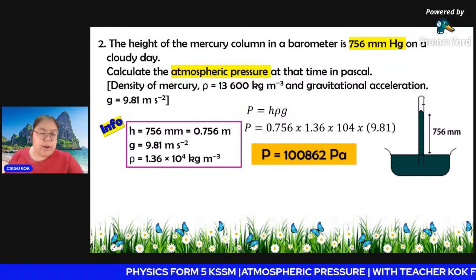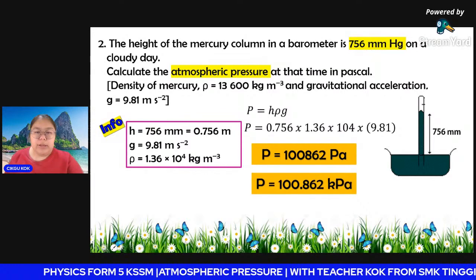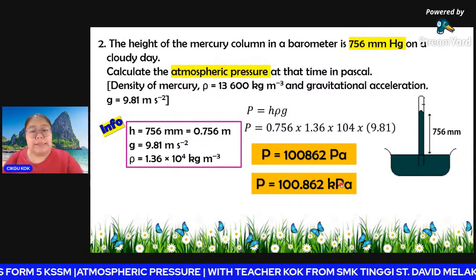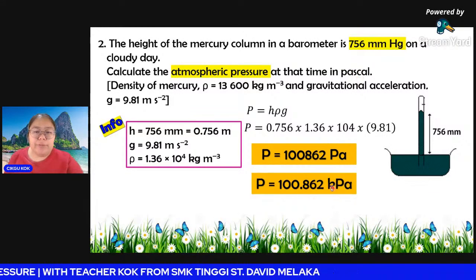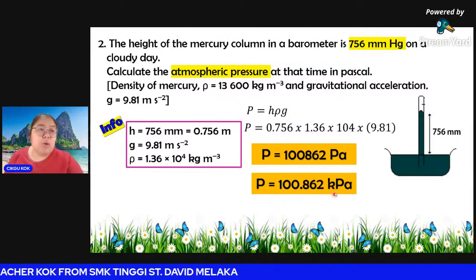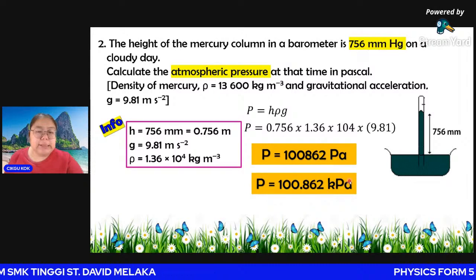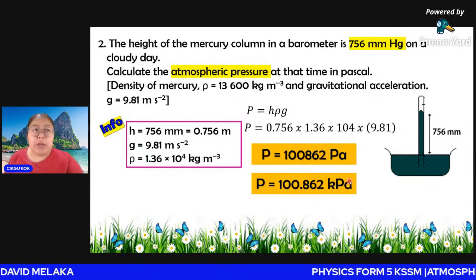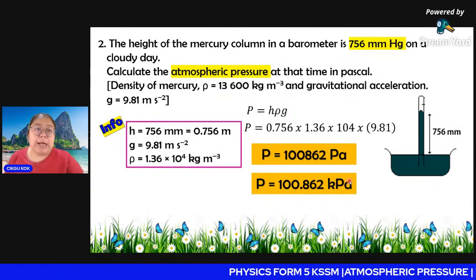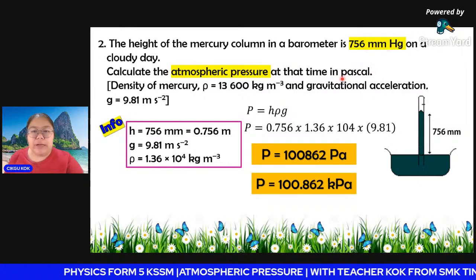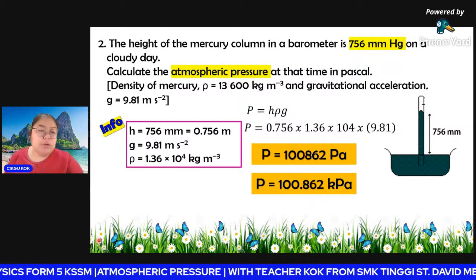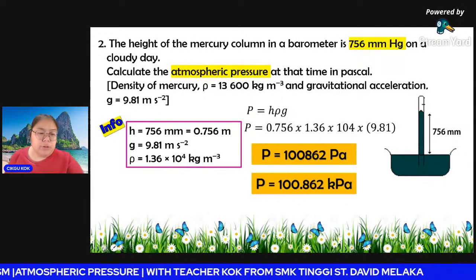Okay, the next part. From here we ignore kilopascal because the question mentioned already that I want Pascal. So we don't use kilo. You just cancel this answer. If your answer becomes standard form, it's okay, because standard form is still Pascal. Don't use kilopascal, because the question mentioned already Pascal. Don't use kilo. Then we go to the next one.